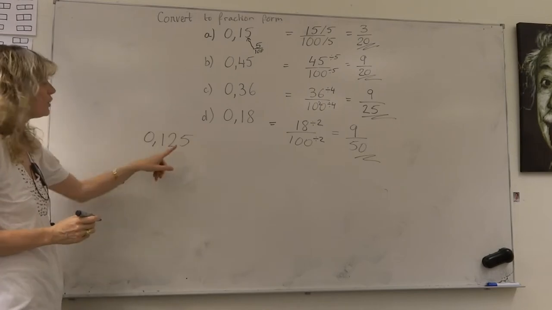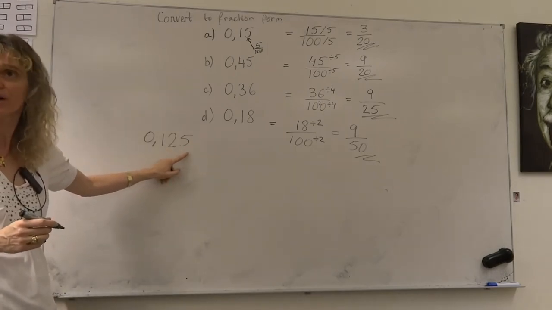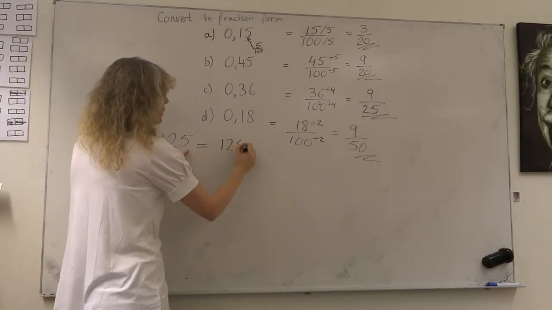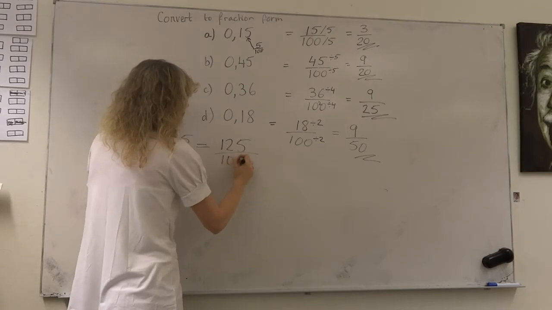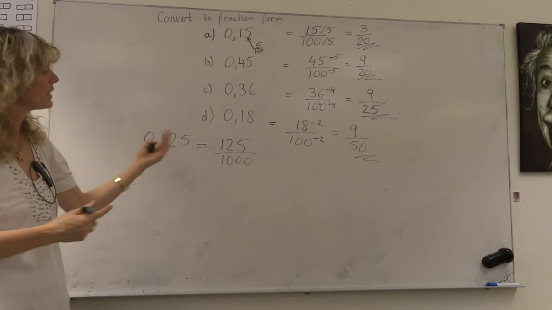What would we have done if we'd had a decimal like this? 0.125. We'd have looked here and said, well, the last number in our decimal means thousandth. So we'd have changed this into 125/1000ths.